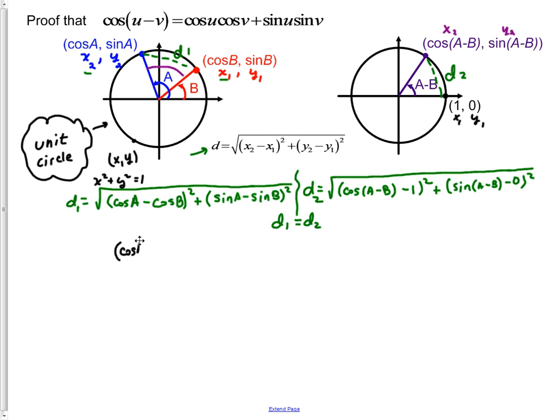Cosine of A minus cosine of B, squared, plus sine of A minus sine of B, again squared, must equal cosine of the angle A minus B minus 1 squared, and since we're subtracting 0, I'm going to drop that minus 0 part, plus the square of the sine of the angle A minus B.